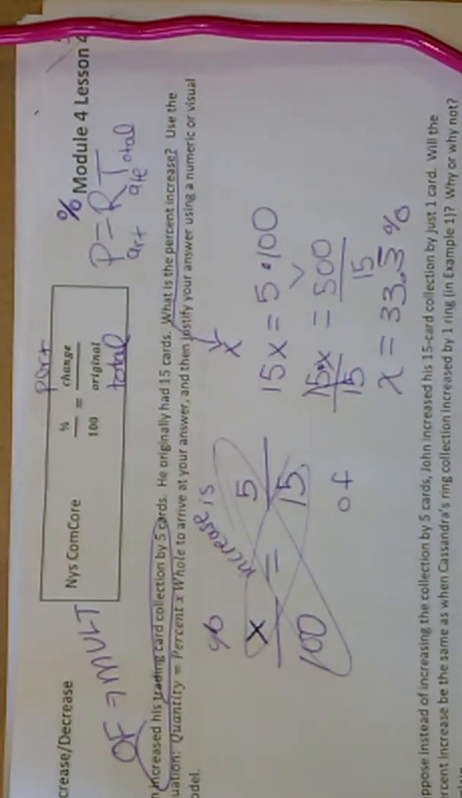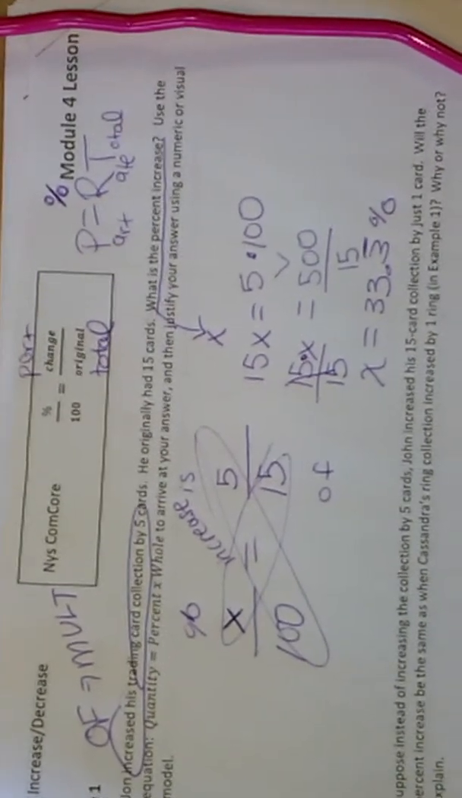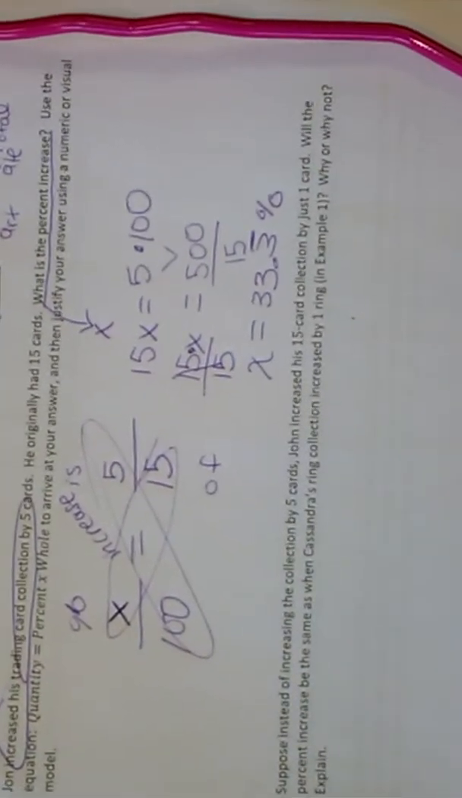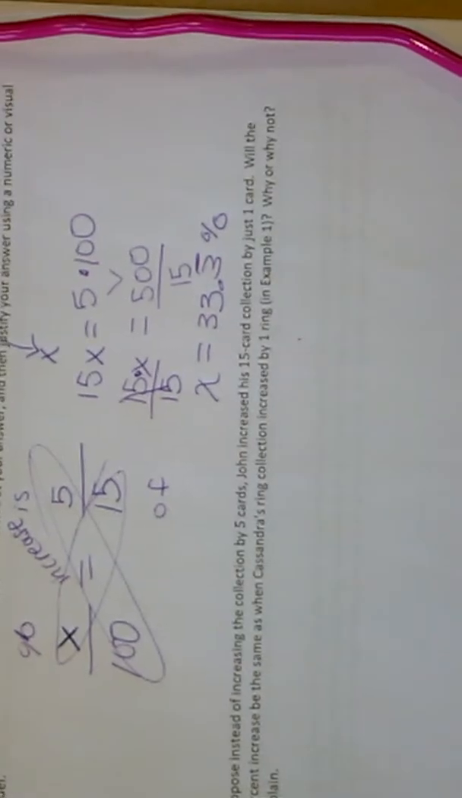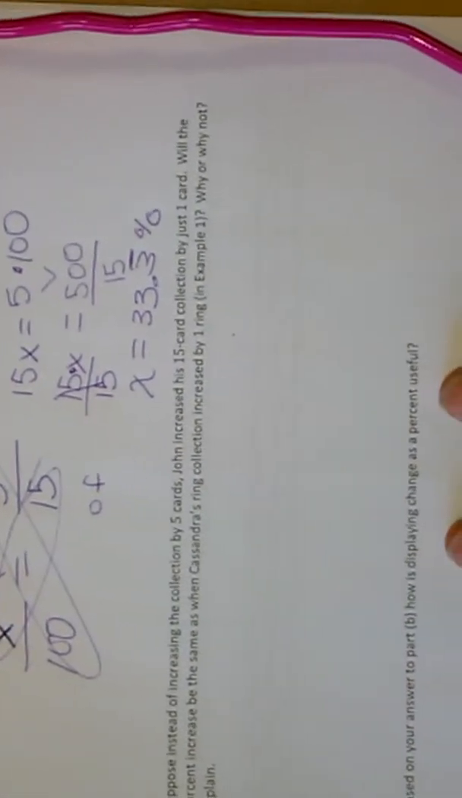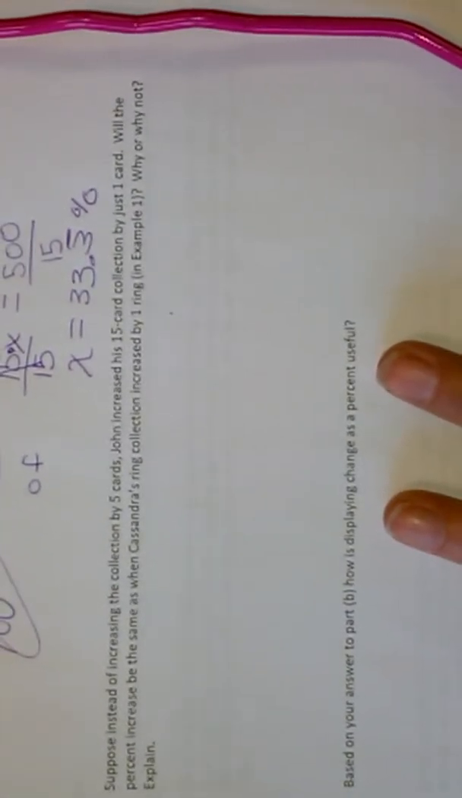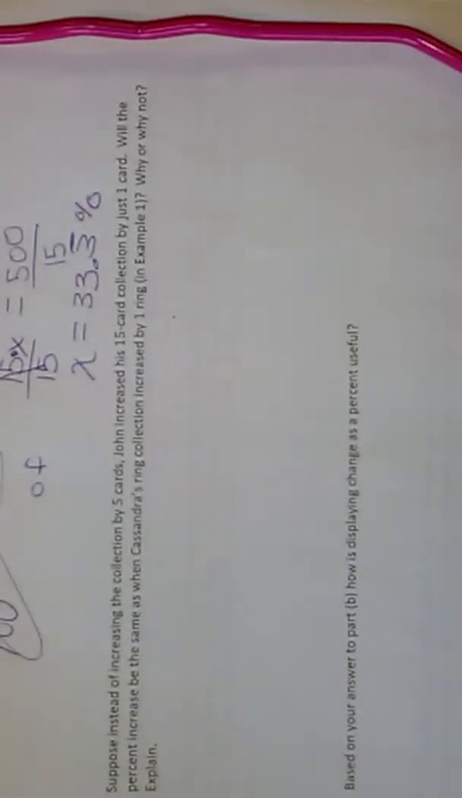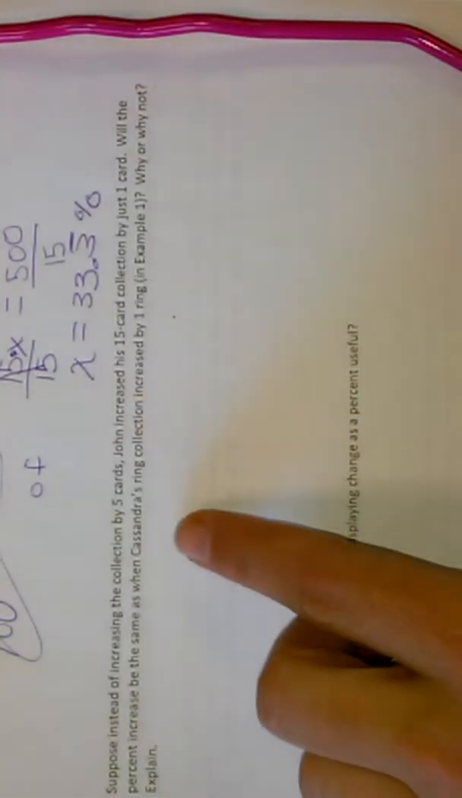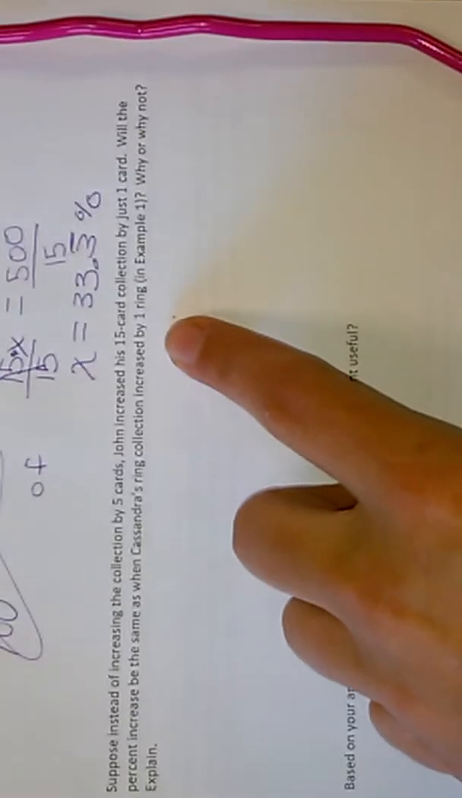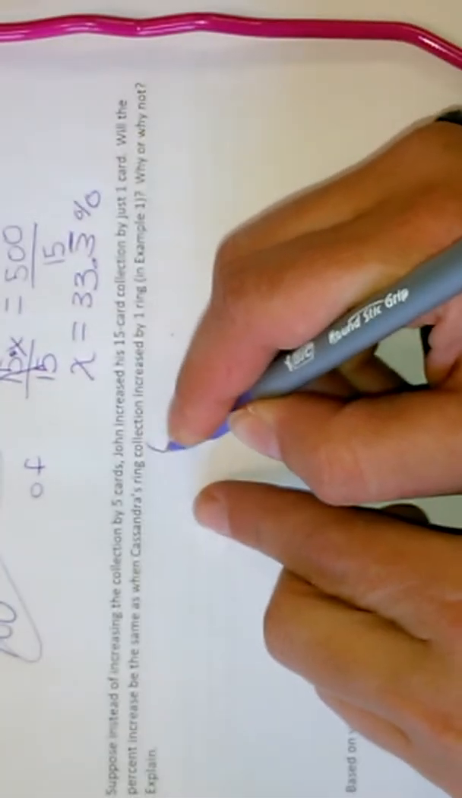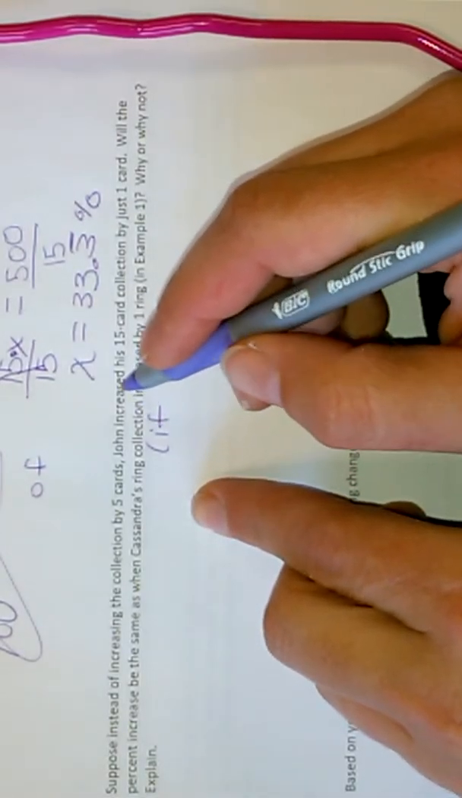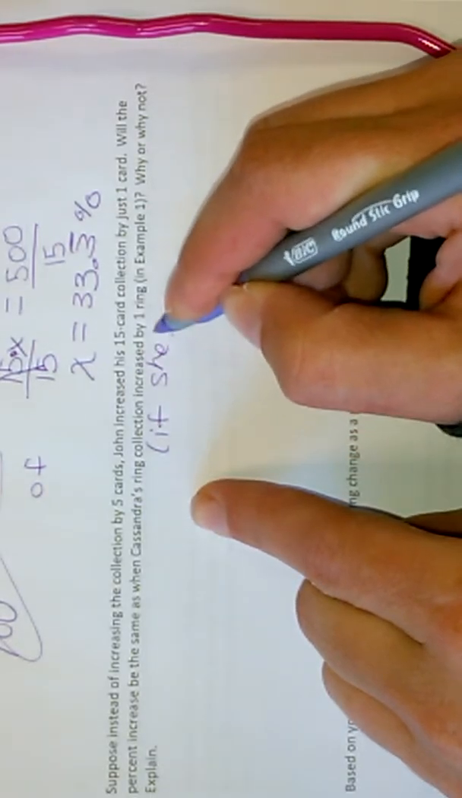Okay? So we're going to move on to the next question. Suppose instead of increasing his collection by 5, John increased his 15 card collection by just 1 card. Will that percent increase be the same as somebody else who's increasing their collection by 1 card? And this doesn't say this. If she started with 5.